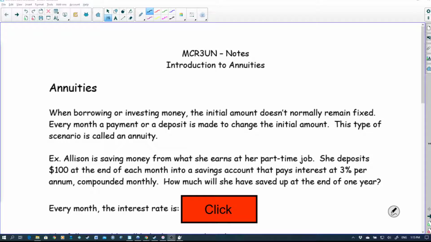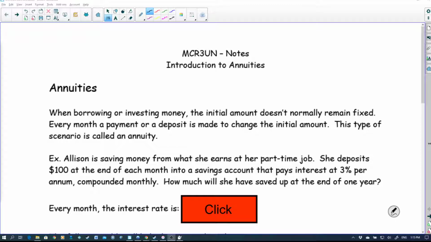Today's lesson is going to be on what is an annuity and how to calculate an annuity. And as I mentioned before, this might be one of the most important lessons in all of math when it comes to just regular life, because this is the way that you're going to actually be saving for your investment, for your retirement, in the future.